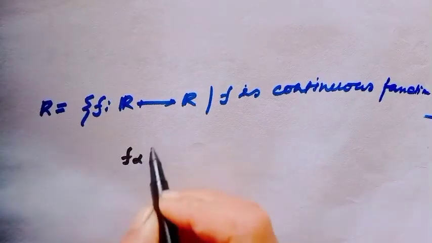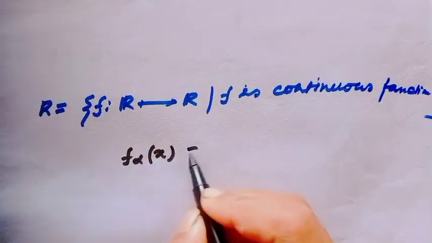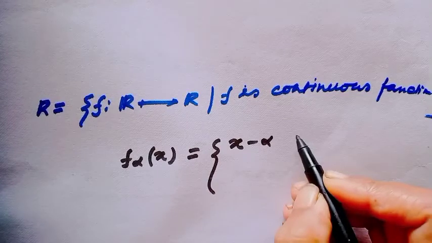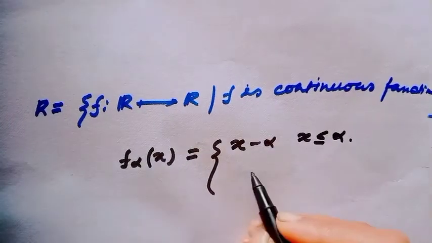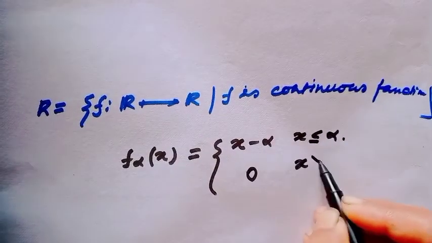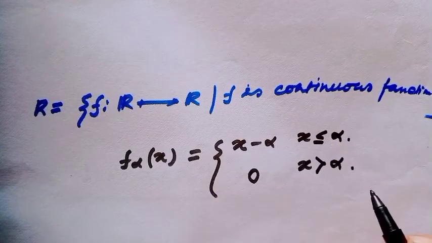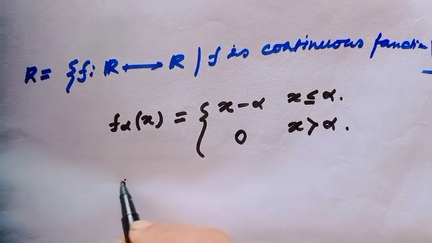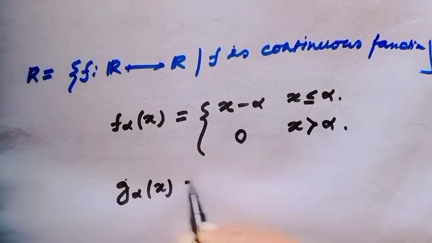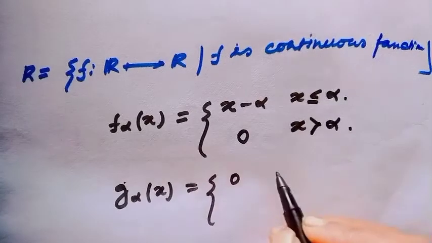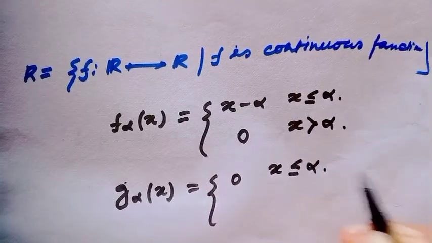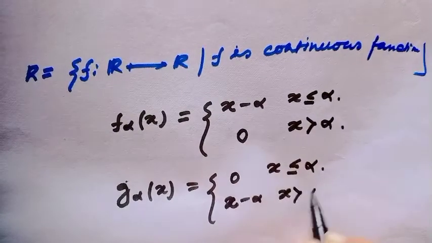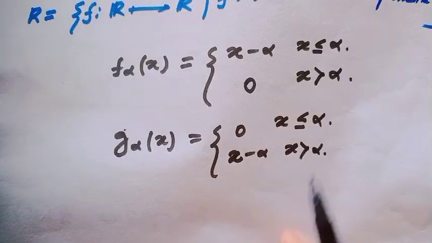Consider f_alpha(x) equal to x minus alpha for x less than or equal to alpha, and 0 for x greater than alpha. Also, consider another function g_alpha(x) equal to 0 for x less than or equal to alpha, and x minus alpha for x greater than alpha. Just see the graph of this function.